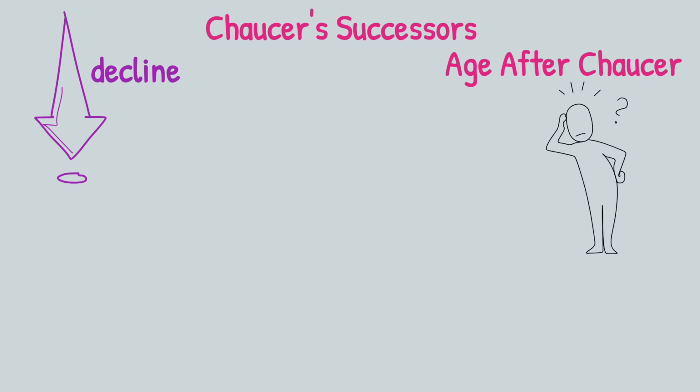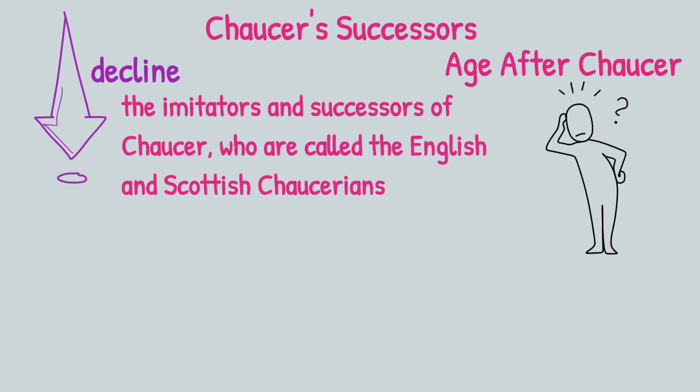After Chaucer there was a decline in English poetry for about 100 years. The years from 1400 to the Renaissance were a period bereft of literature. There were only a few minor poets, the imitators and successors of Chaucer, who are called the English and Scottish Chaucerians, who wrote during this period.